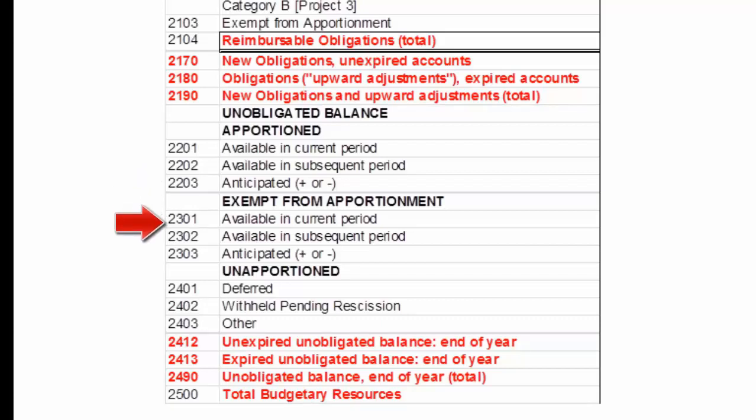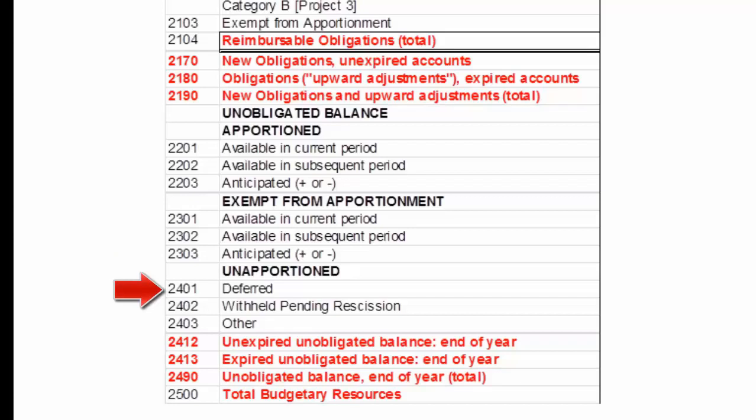Lines 2301, 2302, and 2303 reflect those same entries for accounts exempt from apportionment. As I mentioned earlier, you probably won't see these lines used very often. It is important to recognize them, however, because in a few cases where amounts are reported on these lines, such reporting provides evidence of an account's exemption from apportionment. Now, let's take a look at unapportioned amounts.